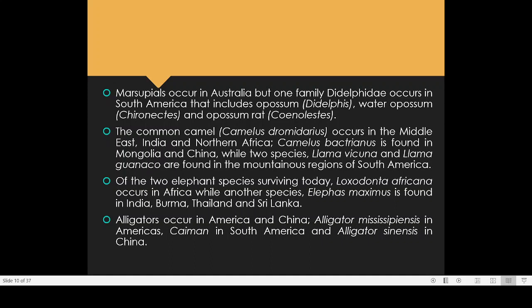Right now we have marsupials in Australia, kangaroos are there, but there is one family in South America too. Three species are there: opossum, water opossum and opossum rat. These marsupial animals are also present in South America.